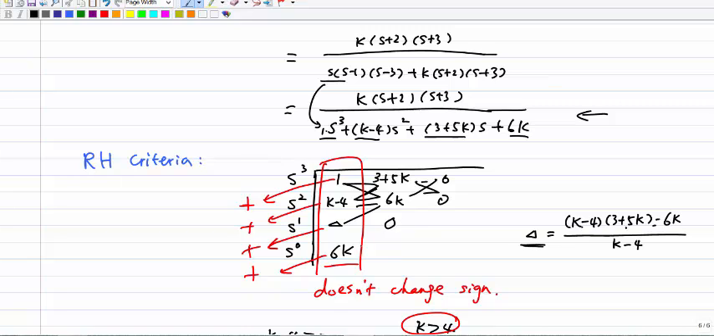And this guy is 0. You follow the same rule. This is 6k. You follow the same procedure, cross-multiply. Okay.